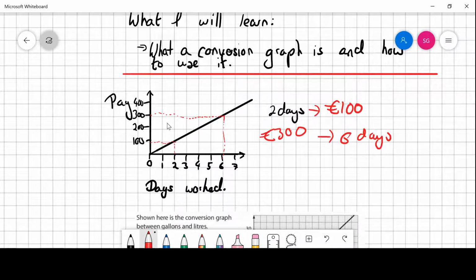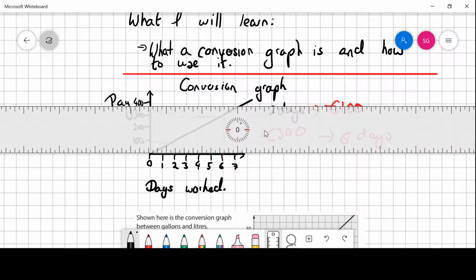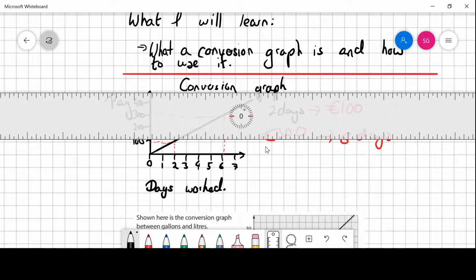And again, you can just track along the X value and then across to the Y value, or track along the Y value and then down to the X value, and use your graphs in that way. And this is what we call, as you've probably figured out for yourself, a conversion graph. Okay? And all a conversion graph is there for is to make it easier for you to calculate the conversion between two directly proportional objects.